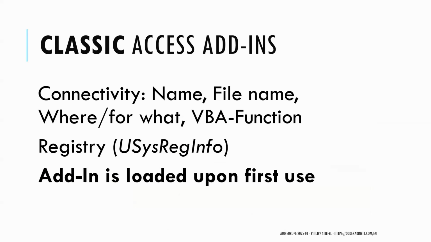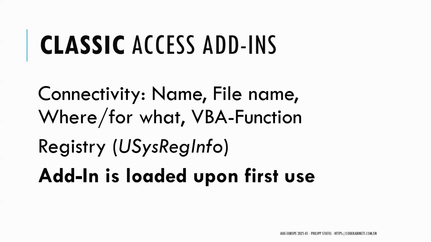These are the add-ins you can create with Microsoft Access itself. And the connectivity requires a name for the add-in, a file name. You need to say for what it is or where it is used. Is this a builder or a wizard, or there's a third type I forgot. What is it? And it needs a VBA function that can be called to invoke the add-in. The information about all this is stored in the Windows Registry.